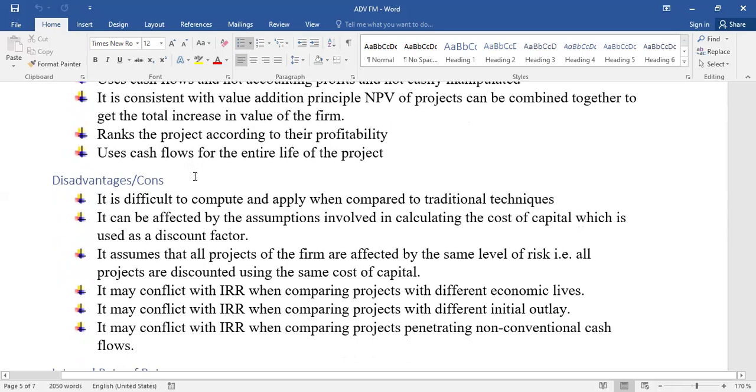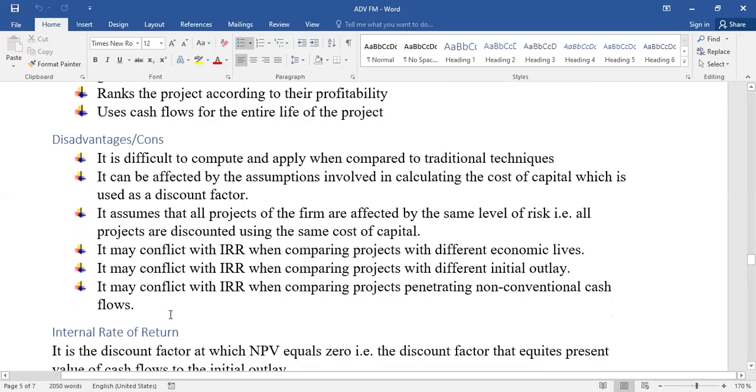Now, when you look at the problems regarding the NPV, we are saying it is difficult to compute and apply when compared to traditional techniques, which we will revisit later. It can be affected by the assumptions involved in calculating the cost of capital, which is used as the discount factor. I think you are getting me loud and clear. Also, it assumes that all the projects of the firm are affected by the same level of risk. That is, all the projects are discounted using the same cost of capital.